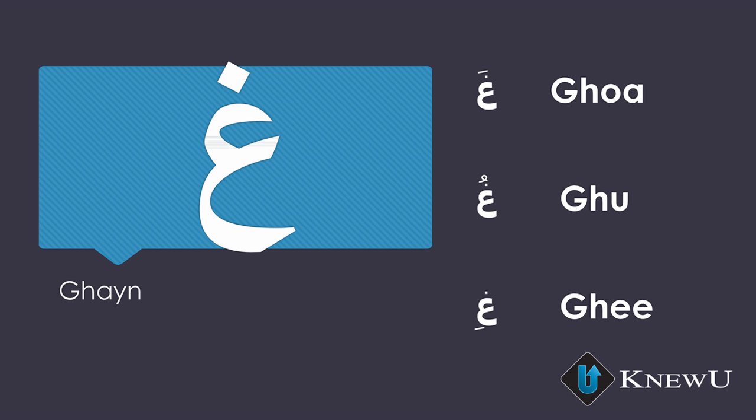Ghain, dhamma, same thing: ghu, ghu, ghu. And then ghain, kasra, smiley face. This one's not full mouth. Ghi, ghi, ghi.